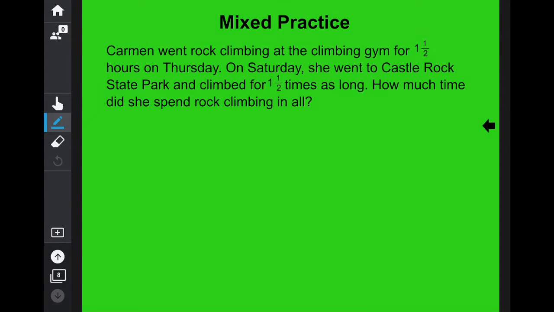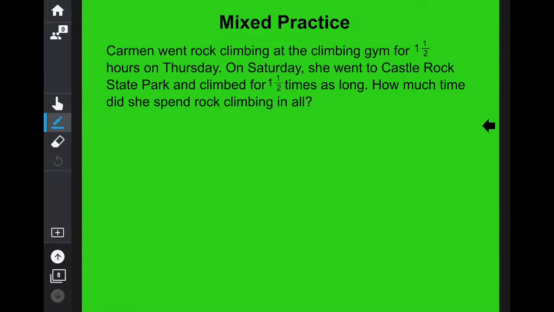Welcome back. We're going to now do a mixed practice problem with multiplying rational numbers. So let's read this problem here. It says Carmen went rock climbing at the climbing gym for 1.5 hours on Thursday. On Saturday, she went to Castle Rock State Park and climbed for 1.5 times as long. How much time did she spend rock climbing in all?